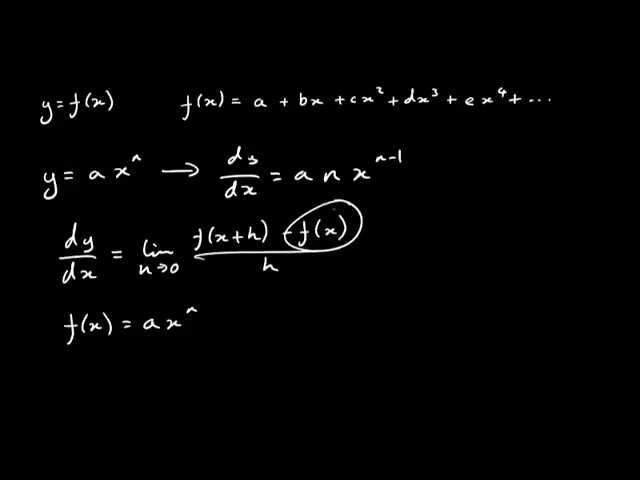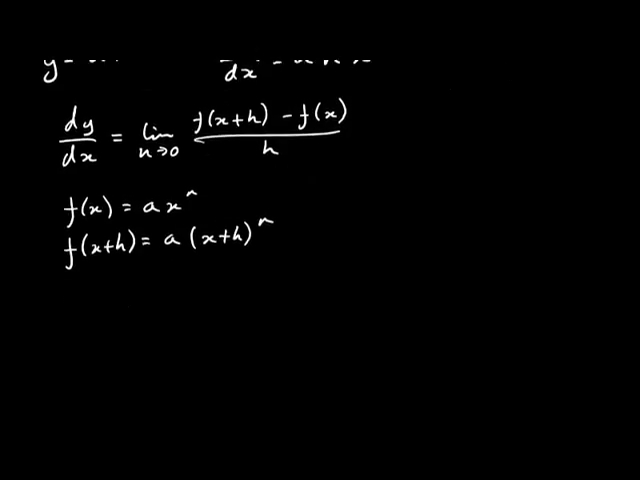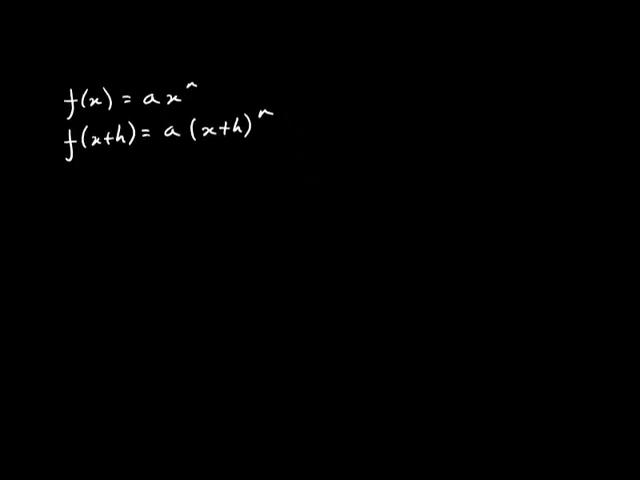So I've got my f of x, but what about then my f of x plus h? Well, if f of x is equal to that, then f of x plus h must mean that whenever I see an x, I just replace it with an x plus h. So in other words, I've got this. Now, I'm just going to look at this in a little bit more detail. So I'm going to look at x plus h to the power of n.